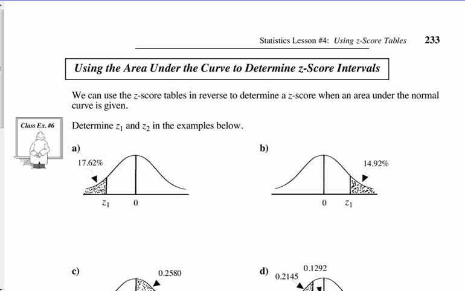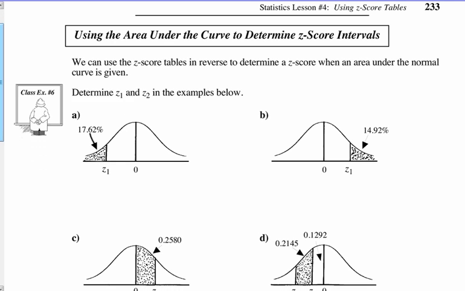So how do we go backwards then? What if we know our area and we're trying to figure out our z-score? Now, one thing you need to know about our table is that it's never a percent, it's always a decimal. And so if they give us a percent, the first thing we want to do is change that to a decimal. So for example, the area they say underneath Z1 is 17.62%. So we want to change that to a decimal.